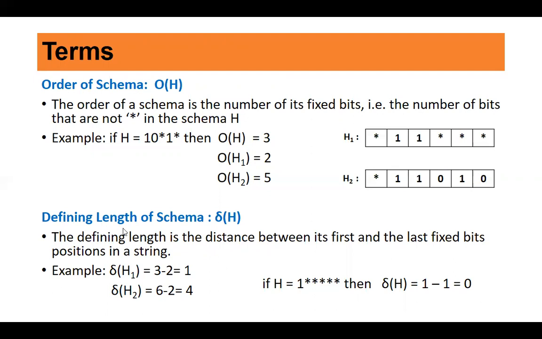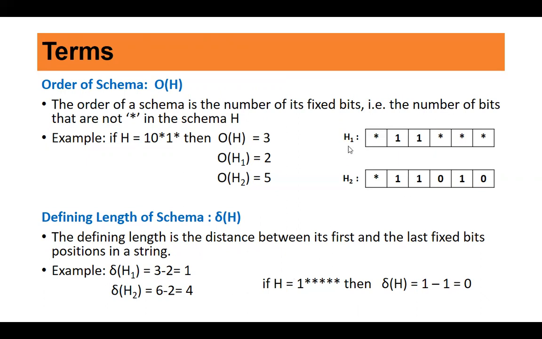Next, what you have is the defining length of a schema. Remember again, we are not talking about only the length of the schema. Here we say defining length of schema, which is represented using delta. So the defining length of H is represented by delta H. Now, the defining length is the distance between the first and the last fixed bit positions in a string.